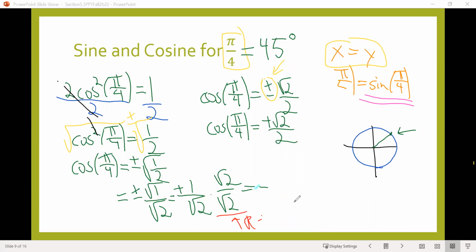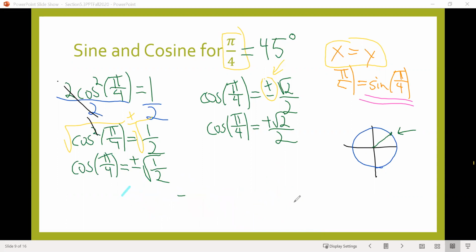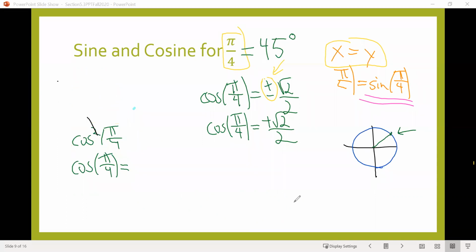Whew, we made it. Wasn't that fun? I thought it was fun. Okay, but we're not done because we still need to find sine of pi over 4. So do you recall how we're going to do that? Or do you think you know how we could do that?